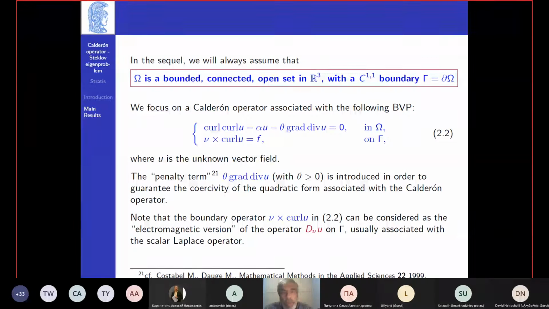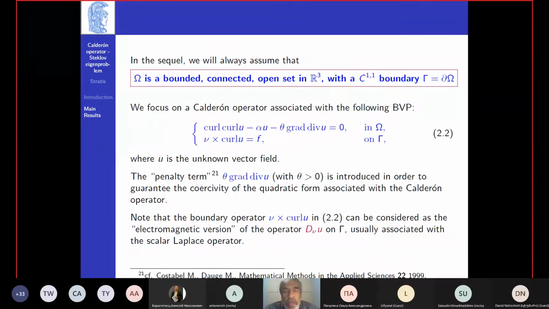I already mentioned that if we operate with curl on the previous problem, we get the associated problem, which is 2-2 without the grad div term. This is a new term that appears now. For example, when theta is 0, this problem, the 2-2 for theta equal to 0, is the interior Calderon problem that I already mentioned. In 2-2, there is one term that we can call a penalty term, which is theta times grad of the divergence of U with theta positive. This is introduced to guarantee the coercivity of the quadratic form, which is associated to the Calderon operator.